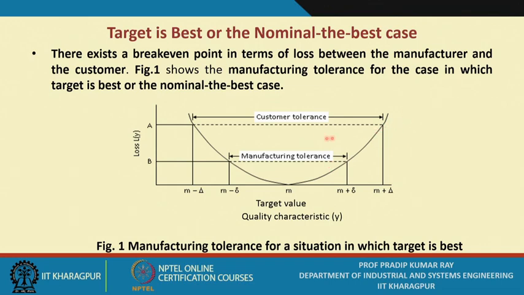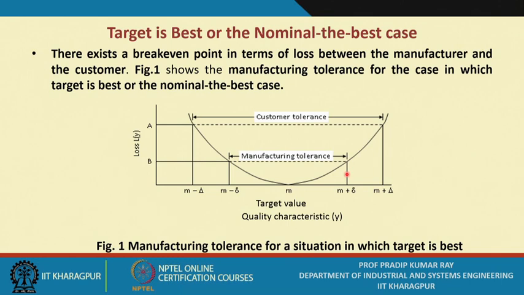And in all likelihood, when the customer starts using the component or the product, the actual value of the quality characteristics will be within m plus delta and m minus delta. Is it okay? So this is the idea.